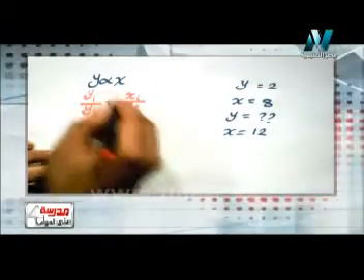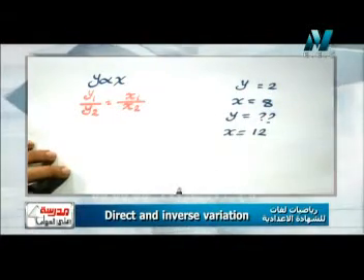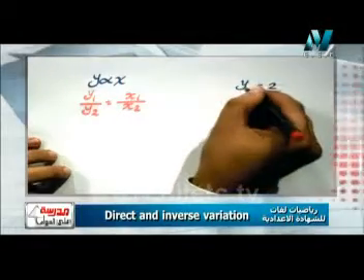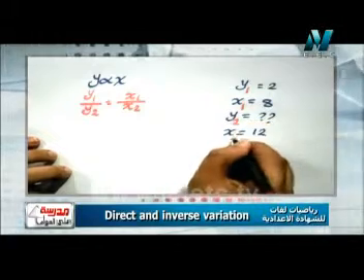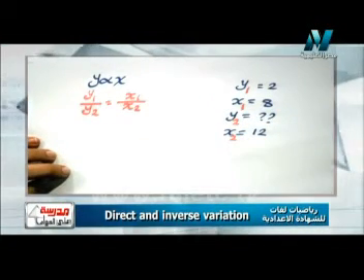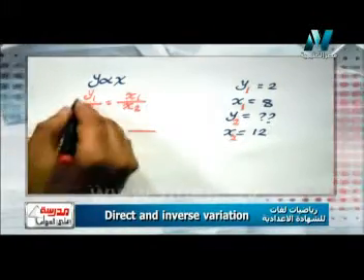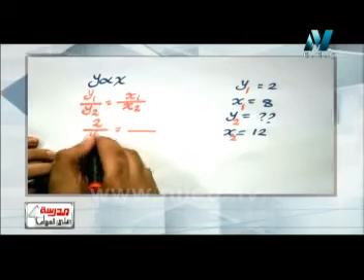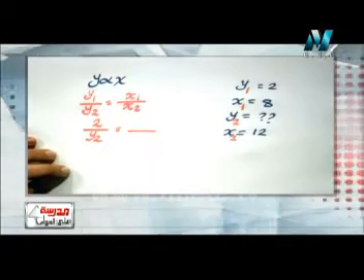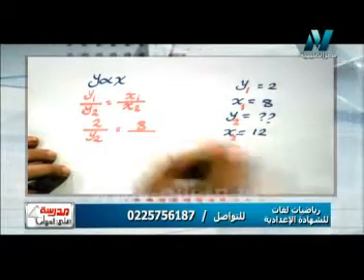What about x1, y1, x2, y2? Here we have x and y, and you can name them y1, x1, y2, x2. We just replace each value. y1 equals 2, y2 is unknown or required, x1 is 8, and x2 is 12.